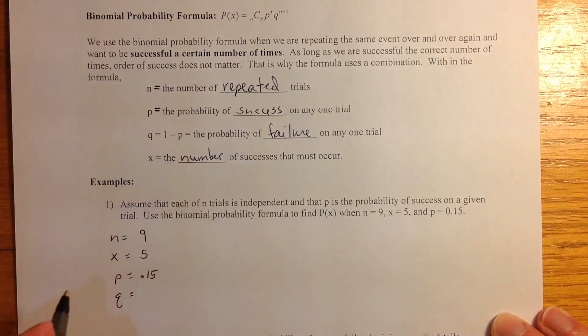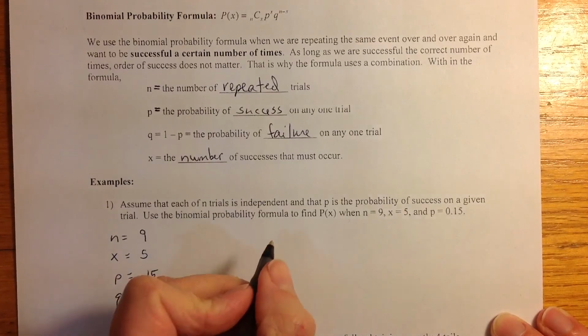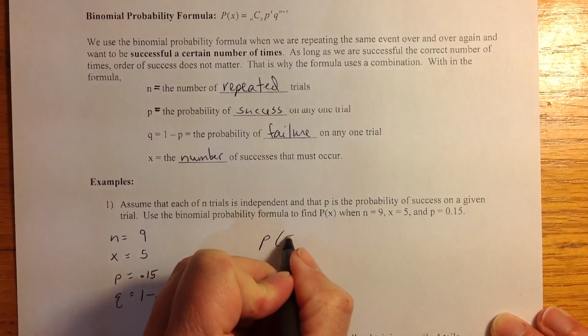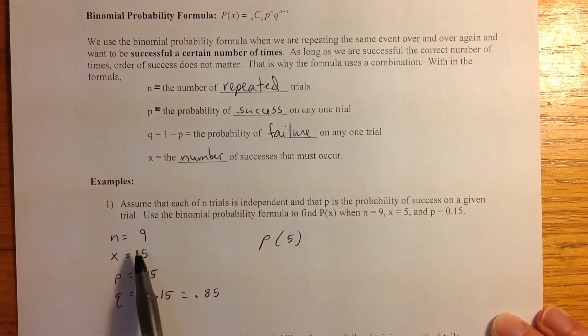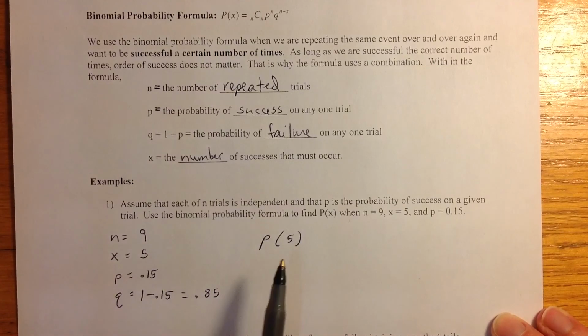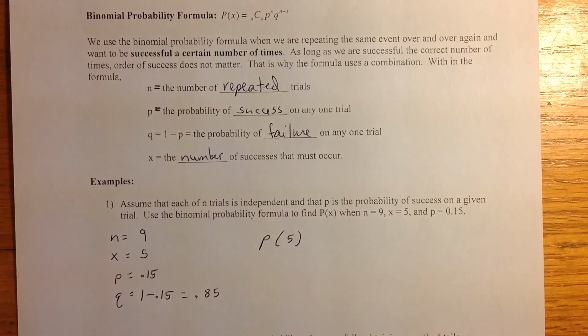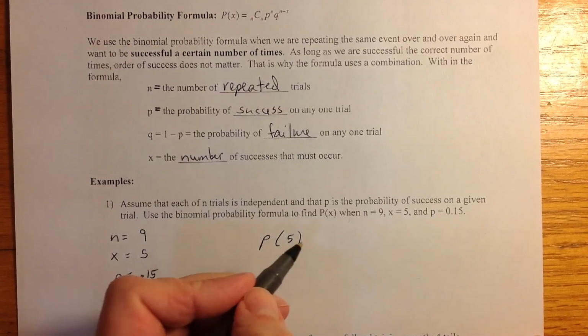Q is 1 minus p, so this is 1 minus 0.15. So this is 0.85. Now to put into the formula, we are finding p of 5. So what that means is out of 9 attempts, we want to see something happen 5 times exactly. We don't care when it happens in the 9 trials, but we want it to happen 5 times.